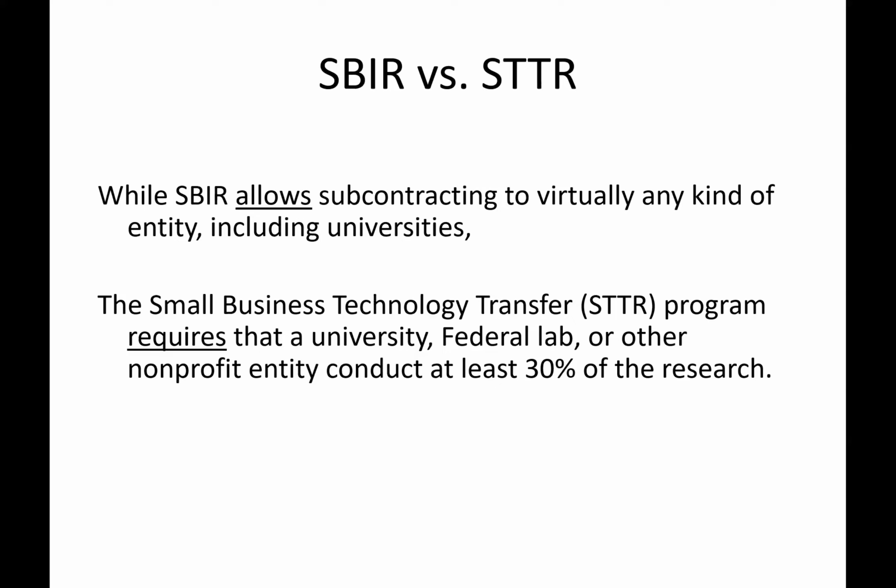STTR requires that we subcontract at least 30% of the project to a nonprofit, and that nonprofit 90% of the time is going to be a university, probably 7% of the time is going to be a federal lab, and the other 3% is going to be some sort of independent nonprofit.